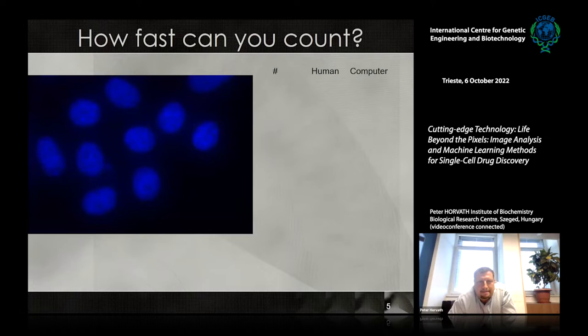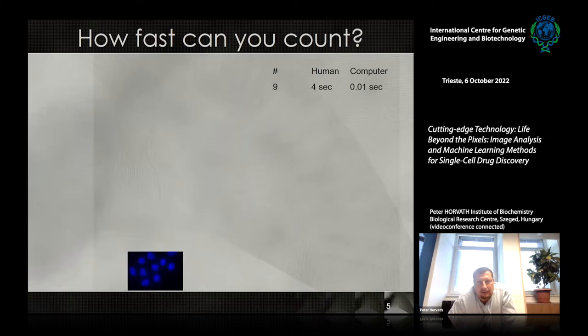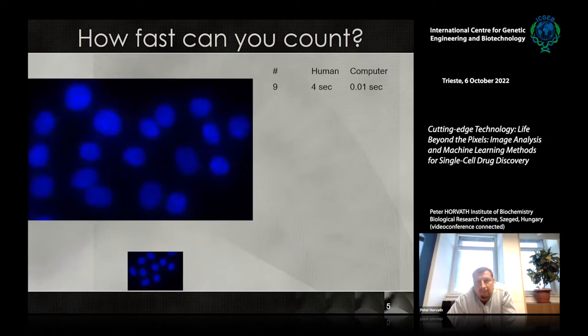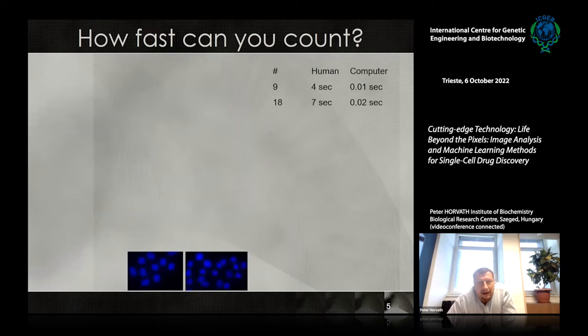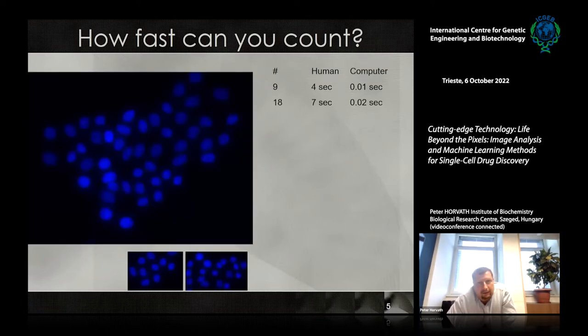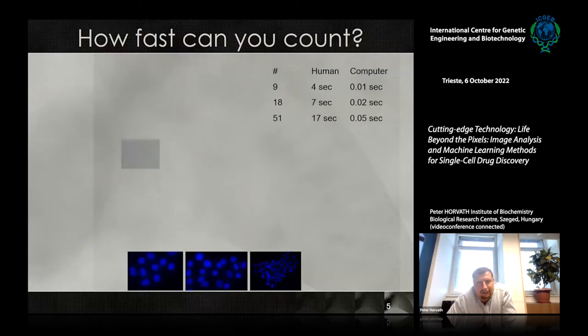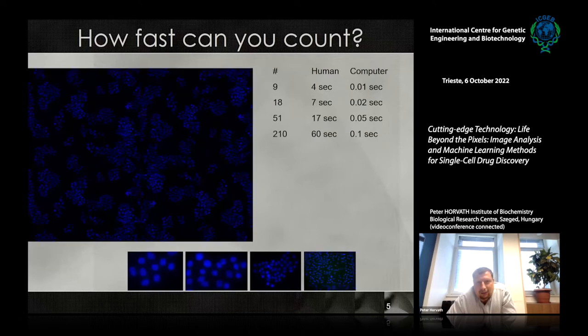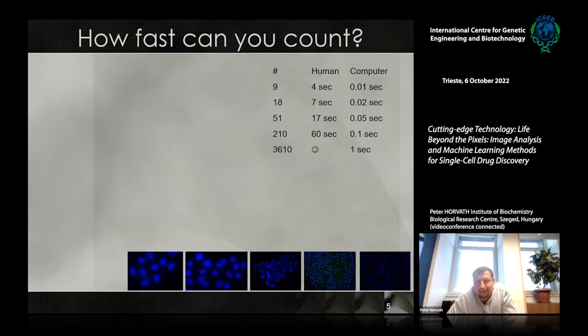How many nuclei do you see? 8, 10. Okay, 8, 10, something like that. Plus minus 10% is fine in biology, I think. So for a human, it takes about 4 seconds. For my computer, it takes about 0.01 second. How about here? 16. Very good. I also heard 18, probably. Let's stick with 18. Okay, and then just to tell you, we have fantastic microscopes, large quantity of gigantic images, and at some point you just say you don't want to count anymore. Right?